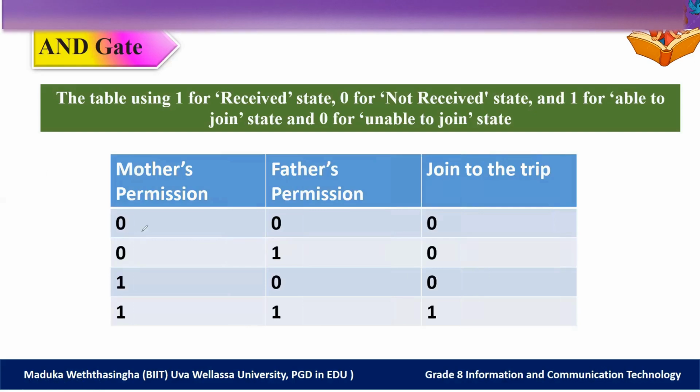See? Mother does not give the permission. It means 0. Father does not give the permission. It means 0. Therefore, you cannot join the trip. It means 0.